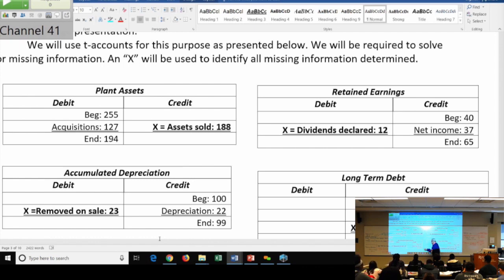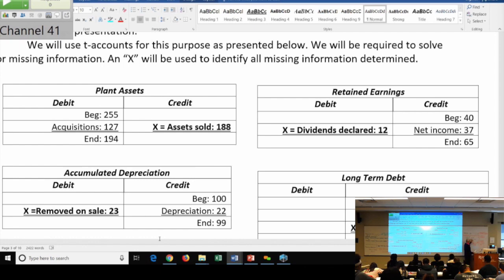On the depreciation, remember we said it went down by $1. It went from 100 to 99. But if you depreciated 22, the only thing that could happen is you remove 23 when you sold it. Like when you sell an asset, you've got to remove a book value. So the difference between the asset sold at cost and the depreciation removed on sale is how much?